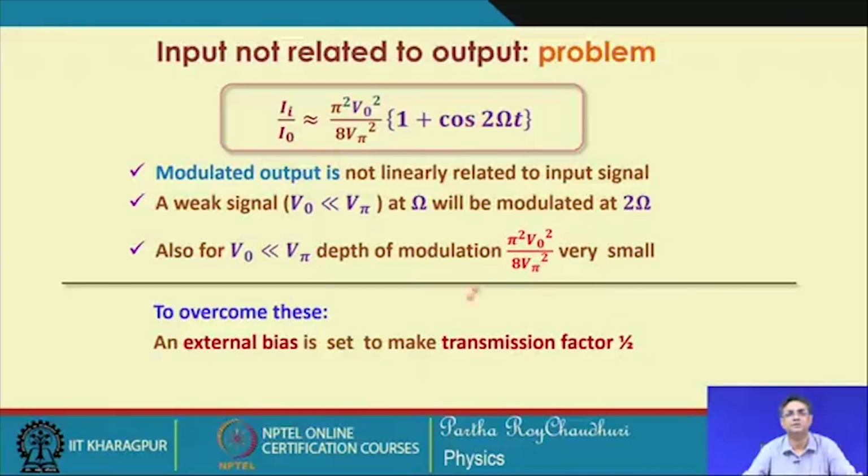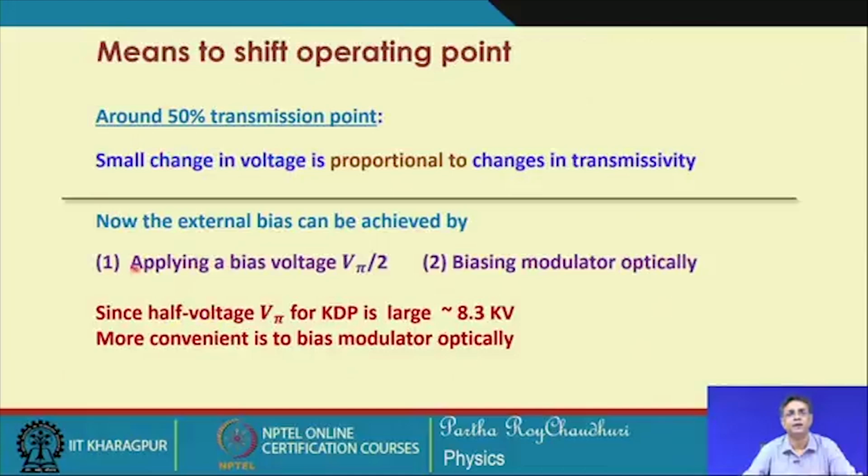Now, to overcome these problems, we will see if we can set the operating point at 50%, that is, the transmission factor is half, I naught by I will be equal to half. In that case, what happens? A small change in the voltage is proportional to the changes in the transmittivity.